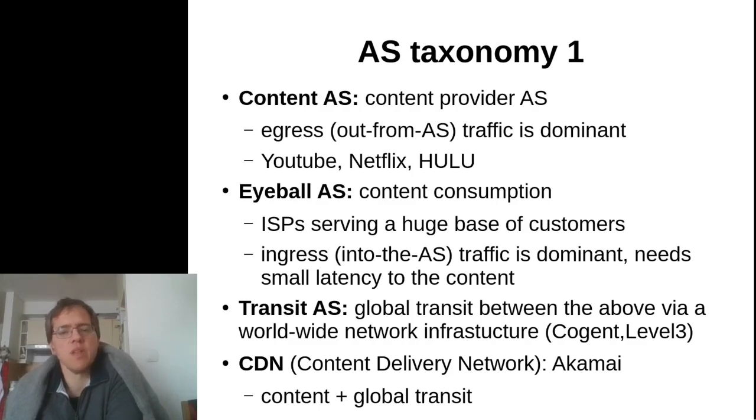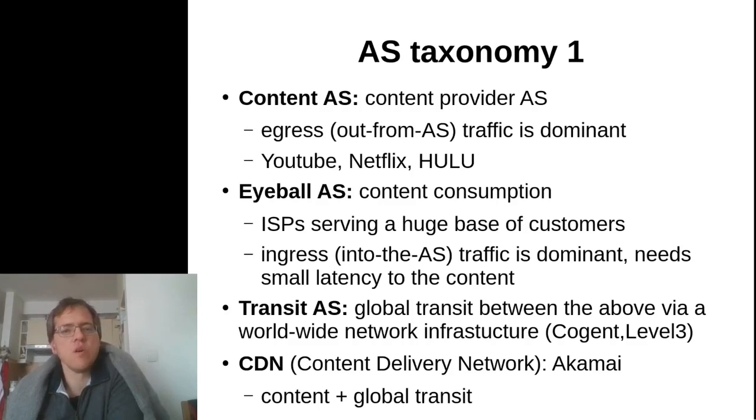The name comes from the fact that these are the types of ASes that contain the customers or the eyeballs. So in this particular case, in eyeball ASes, it is the ingress traffic, so into the AS traffic, that dominates the egress traffic. And we can basically just summarize the role of the rest of the internet.